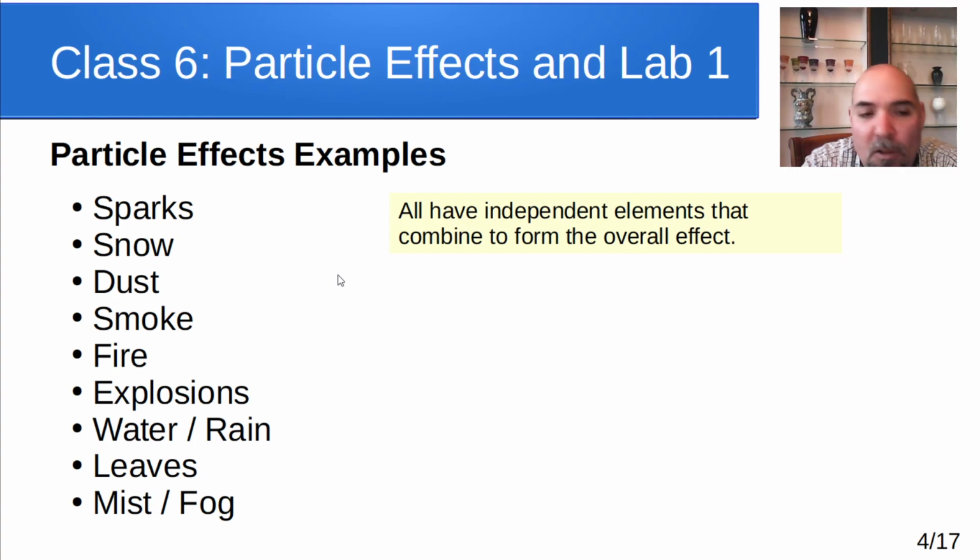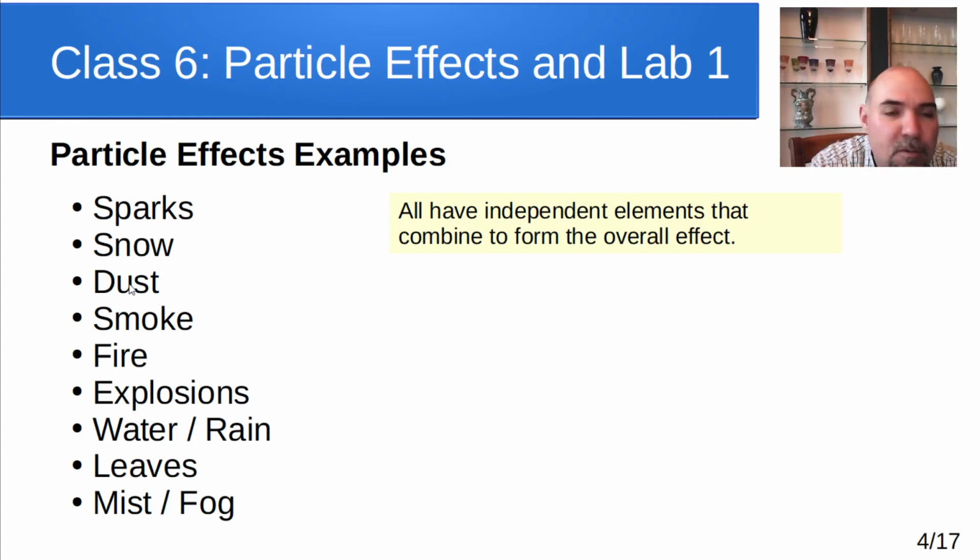Now, all of those things, if you think about what they have in common, they all have independent elements that combine to form the overall effect. So sparks, they're individual sparks flying off something. Snow, individual snowflakes. Dust might be individual specks of dust or individual blobs of cloud, parts of the clouds for that. Same thing with smoke, same thing with fire. It's got this organic changing thing that's layered on top of itself as something's burning. Explosions, something blows up and pieces of it go other places. There might be a fire associated with that.